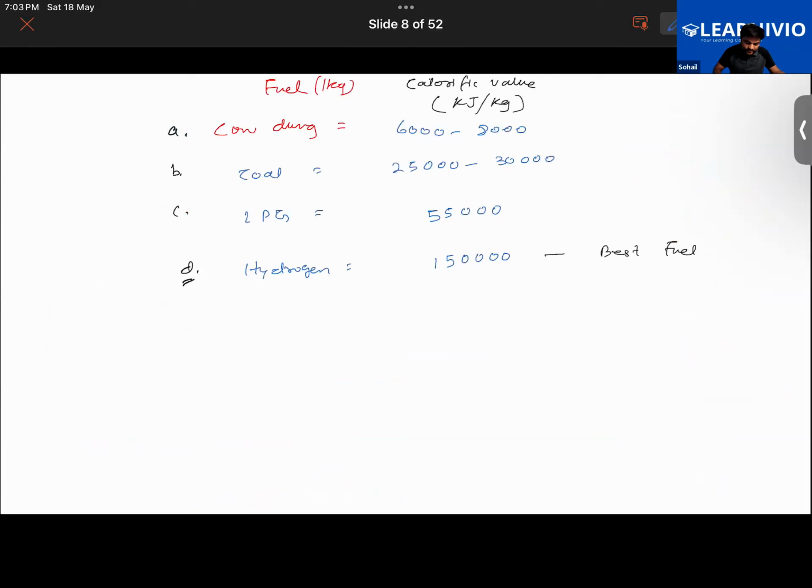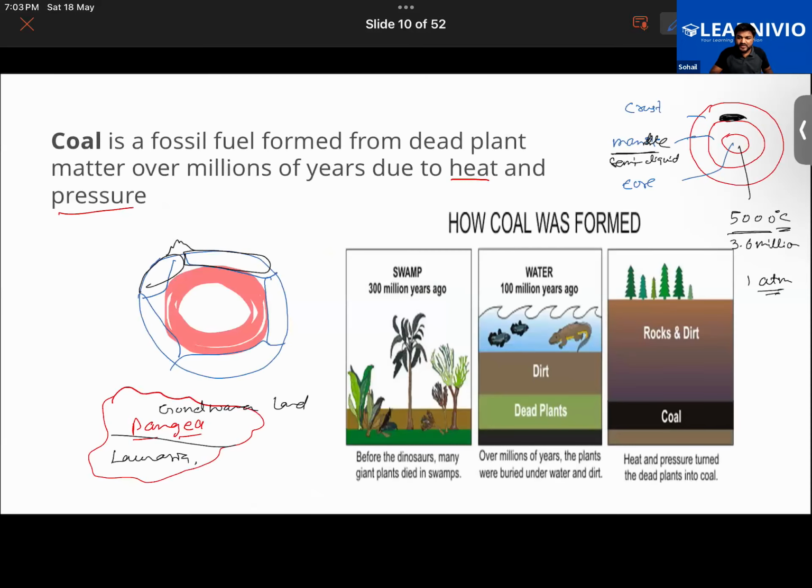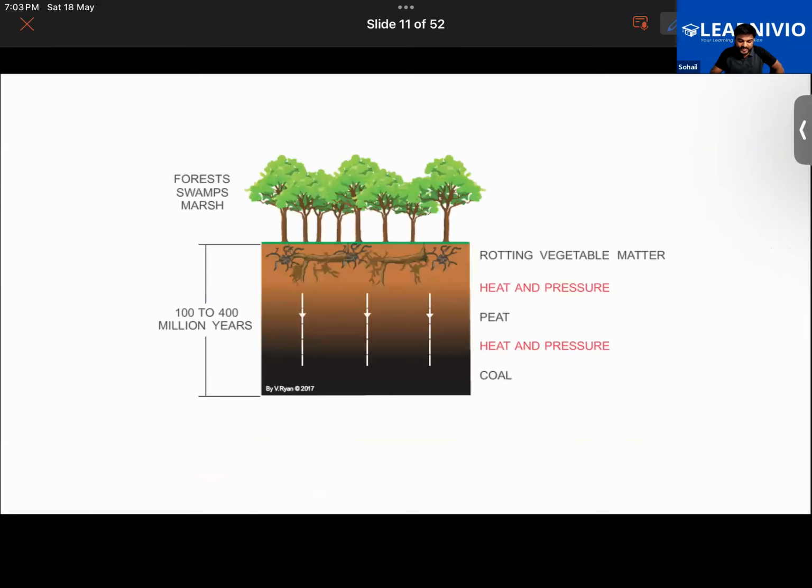So we learned about fuel, and what the good qualities of a fuel are. Now let's learn about coal. In fact, we did learn about coal, I believe, in the previous class. We talked about how coal is a fossil fuel formed from the remains of dead plants. Here's an animation to help you understand it better.